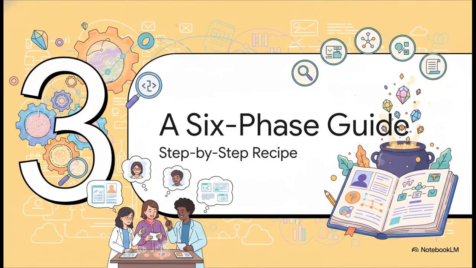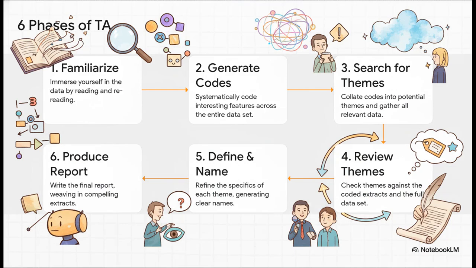All right, so we know what TA is, and we know what a theme is. But how do you actually do it? Let's walk through the 6-phase recipe for analysis that Braun and Clarke laid out for us. So the process basically goes like this. You start by getting really familiar with your data, then you generate some initial codes, and from those codes, you start searching for broader themes. After that, you'll review those themes, define and name them, and finally, write it all up. And just a heads up, this isn't always a straight line from 1 to 6.